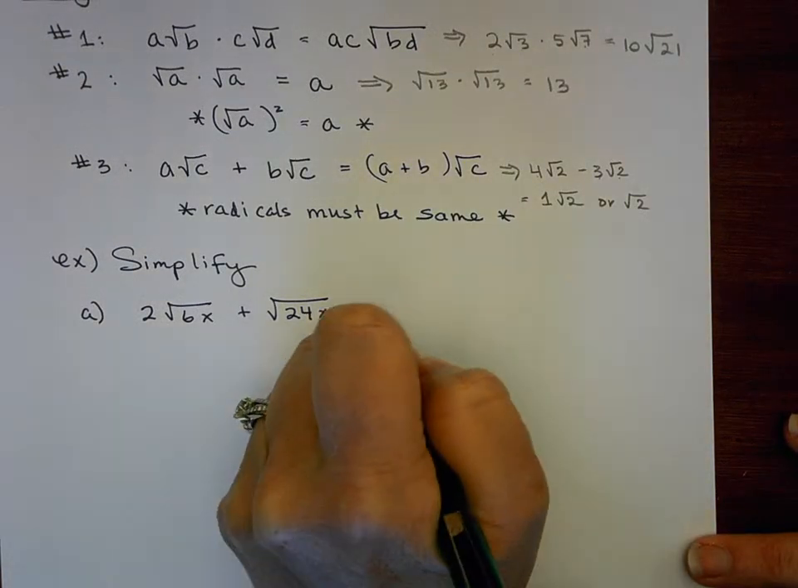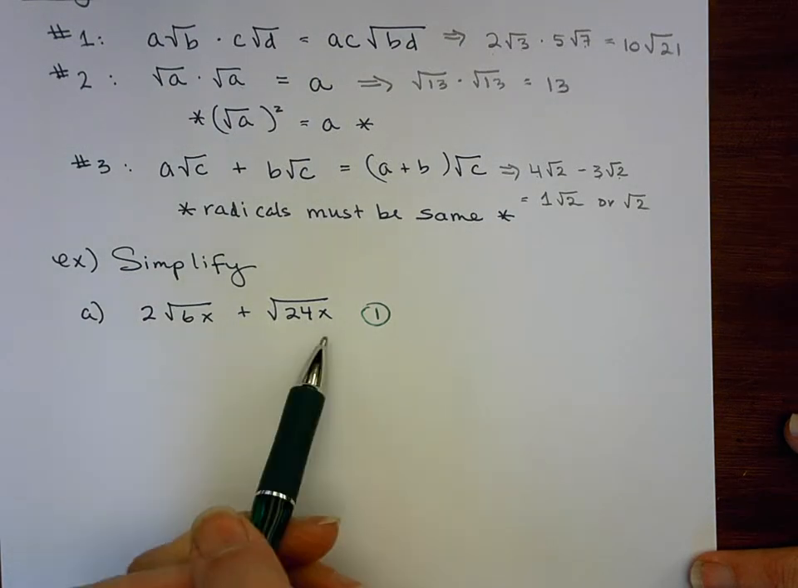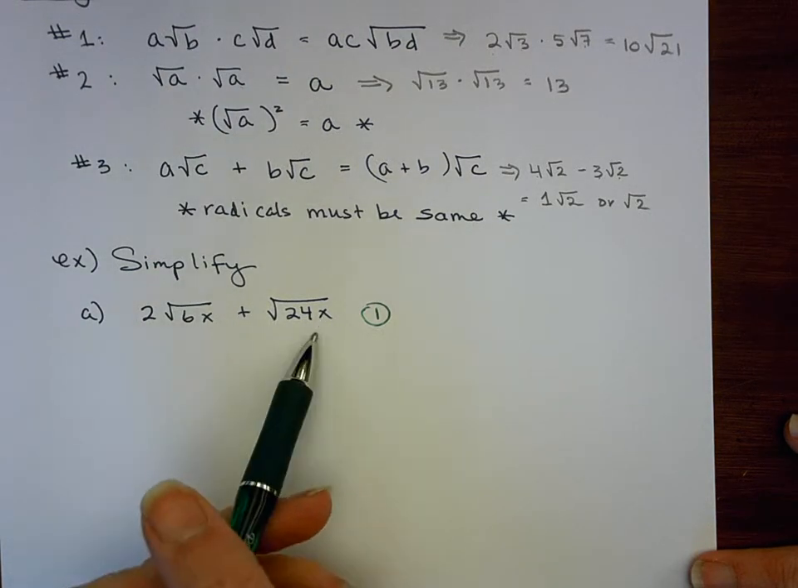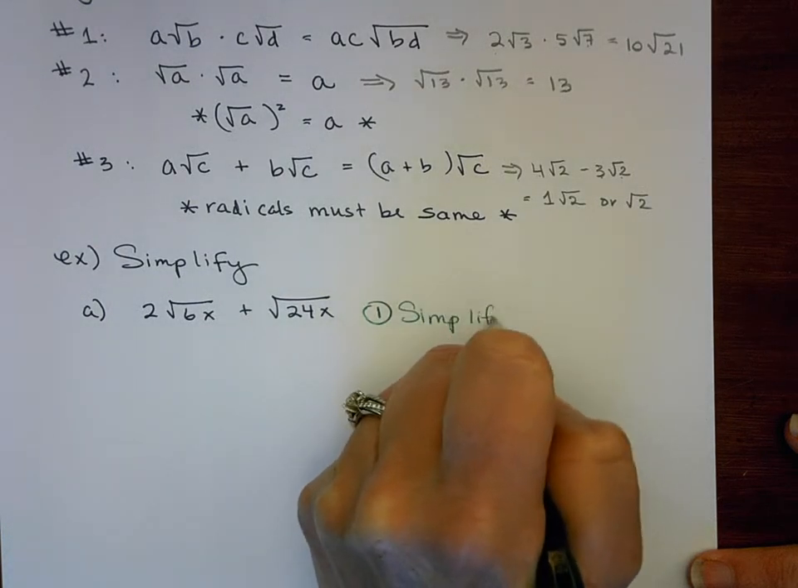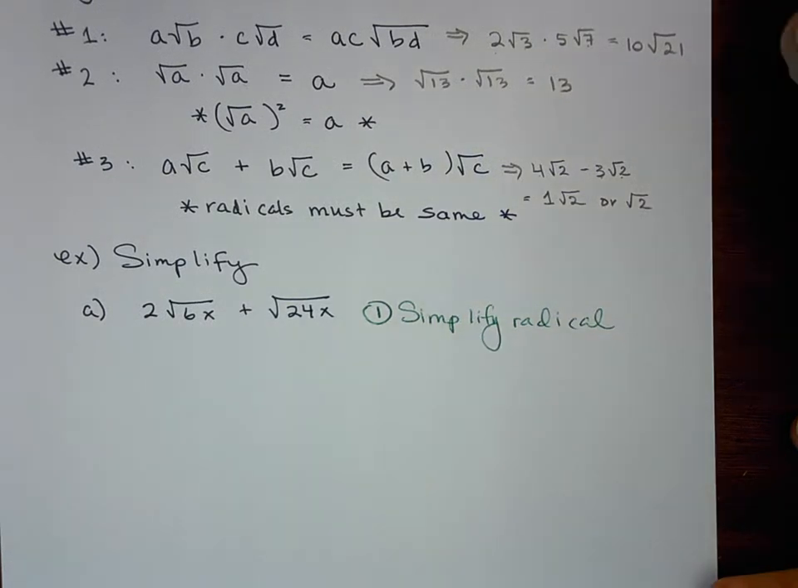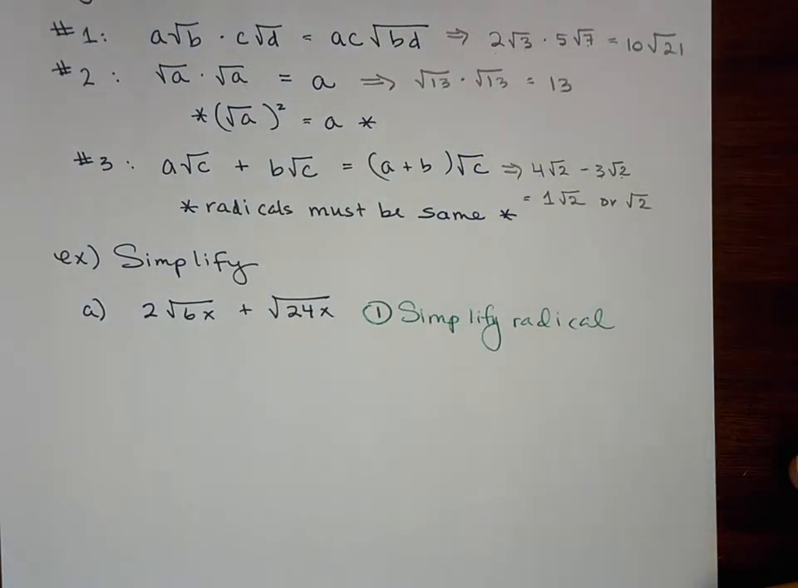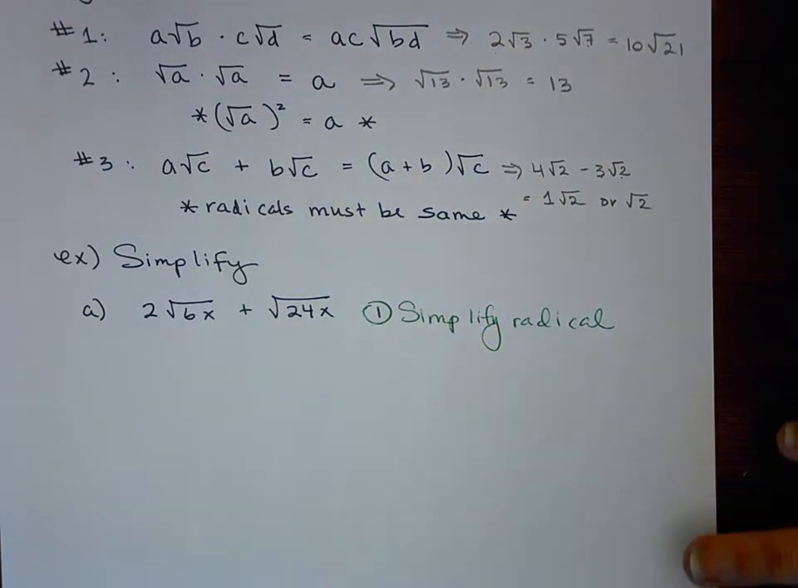So what our first step needs to be, whether they're the same or different, is we always want to try to simplify the radical first. So I want to simplify the radical. Okay, and that's coming from lesson 1, right? So lesson 1 was all about simplifying radicals. And some of us have a hard time with this part.